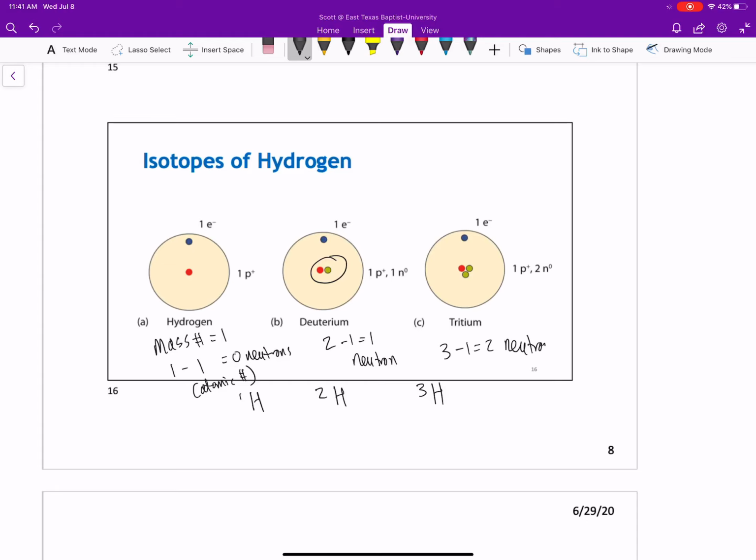So all these are isotopes. They all have 1 proton, designated by the red dot. That gives its identity as hydrogen, but the differing number of neutrons is what makes these isotopes.